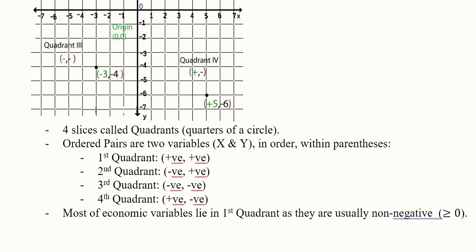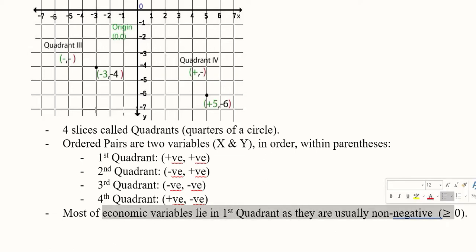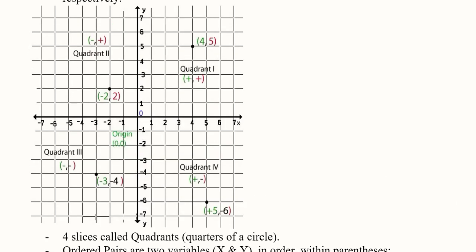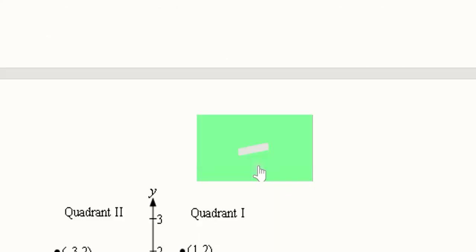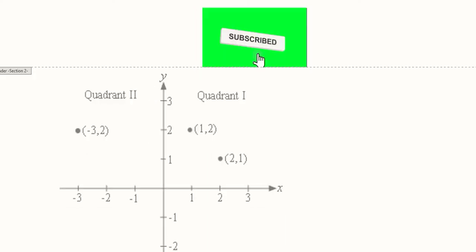And what happens is that most of the economic variables, they exist in the first quadrant because there is non-negativity here in this quadrant, and usually the economic variables, they are non-negative, due to which they suit here in this first quadrant mostly. Now we see a few things that are related to it.